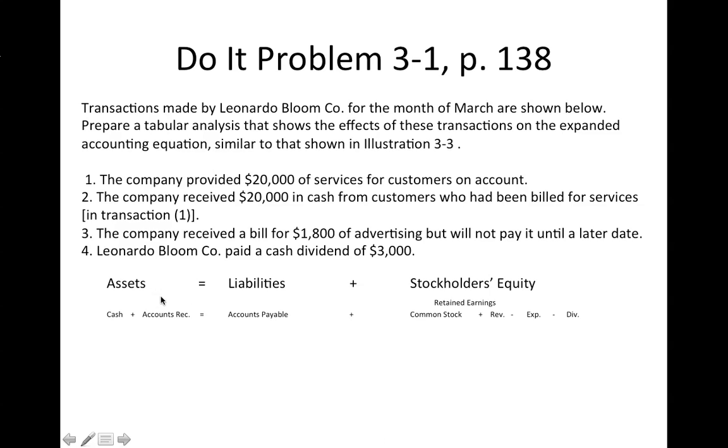So I have created this down here. We have assets equal liabilities plus stockholders' equity. And then I broke it down to the retained earnings. I put common stock plus revenue minus expenses minus dividends. So ours looks similar to what they had in your book.